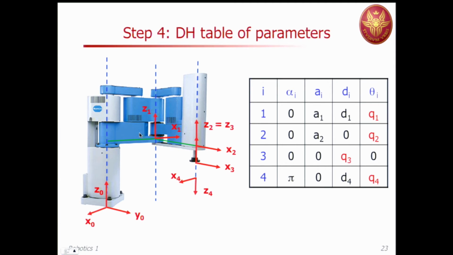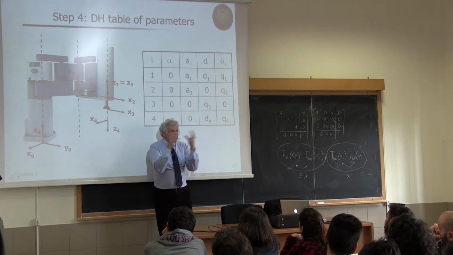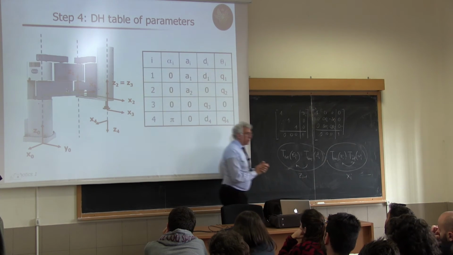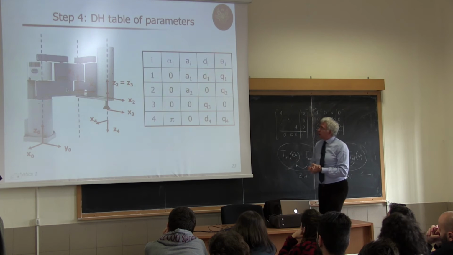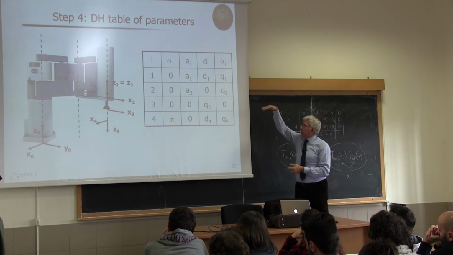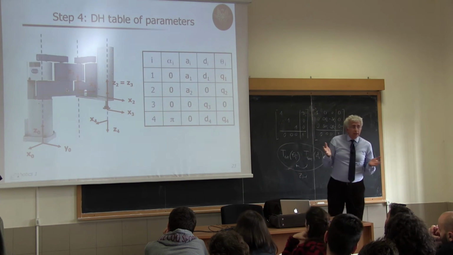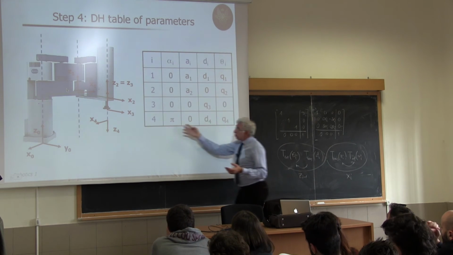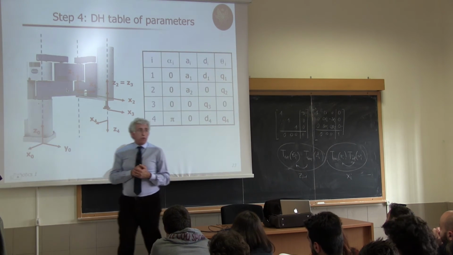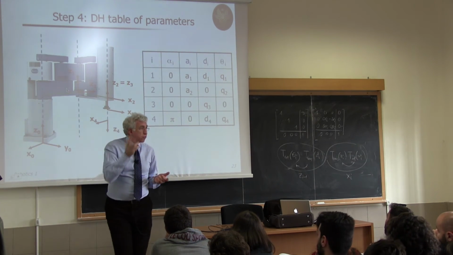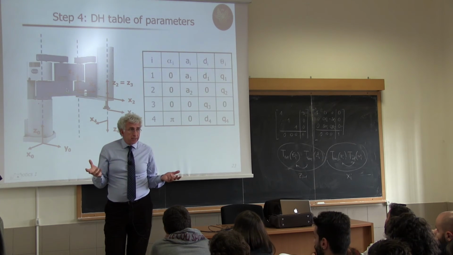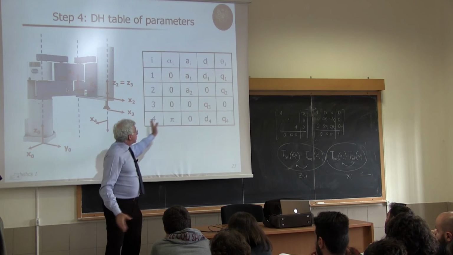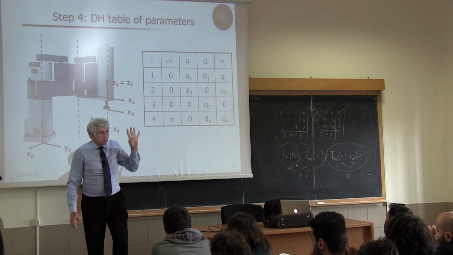If I give you the frames, you should be able to place the table, because they are defined according to the same notation. So you can read this table by rows or by columns. The table has 4 rows because the robot has 4 joints, and so there are 4 homogeneous transformation matrices. And it always has 4 columns because these are the 4 parameters.